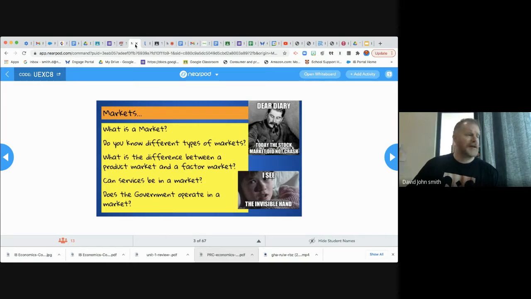There are the street vendor sorts of markets, and obviously we're going to be talking about something called a competitive market as well. What about a service market? Can we have service markets? Can services be in a market? What do we think? And then the next one is, can the government be in a market? What do we think? Yep.